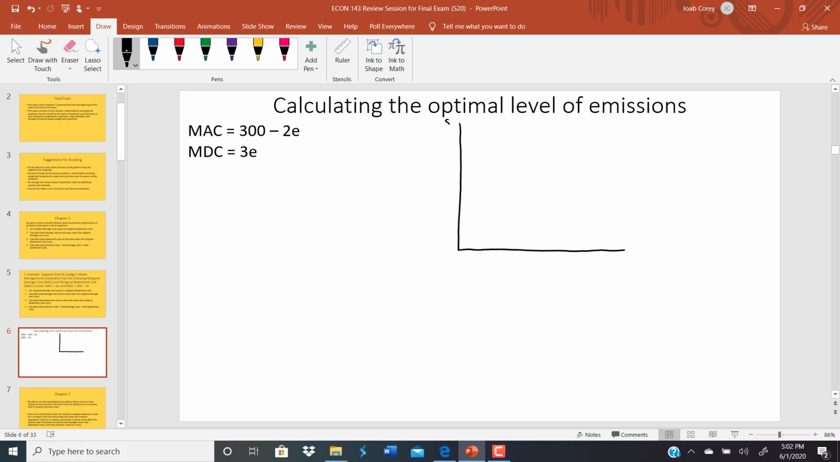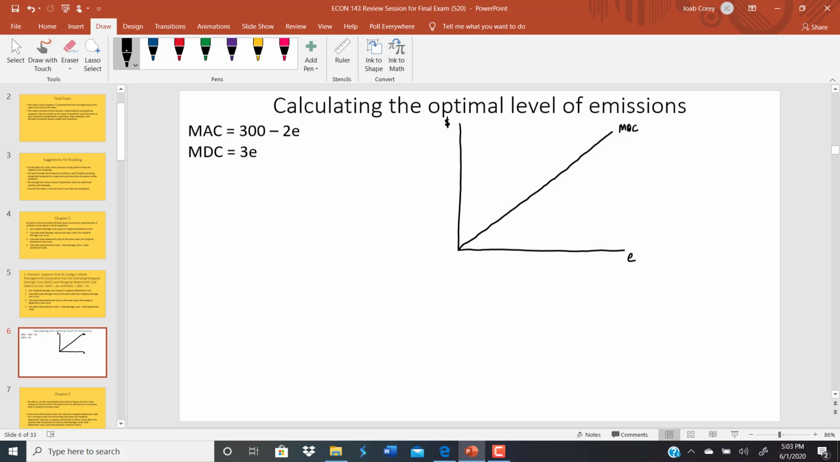Up here we're representing costs, and down here we are representing emissions, or E. Remember, you have a marginal damage cost curve that's sloping upward. When emissions is 0, our marginal damage costs are 0. So that's what your marginal damage cost curve looks like.